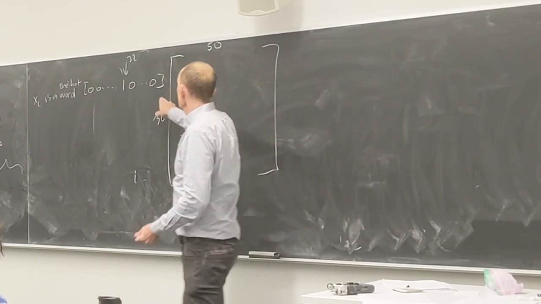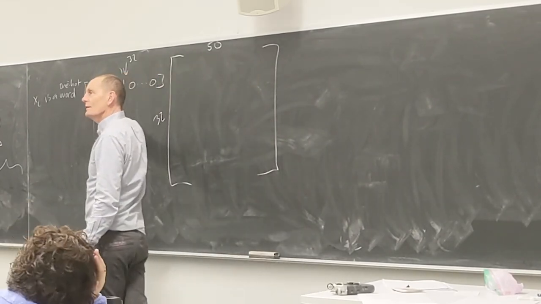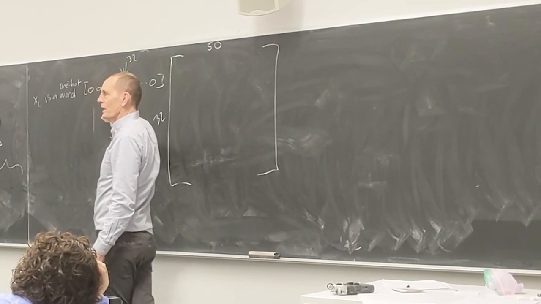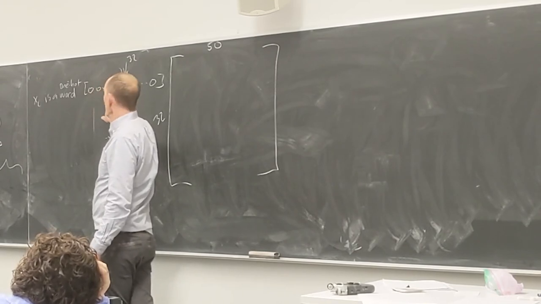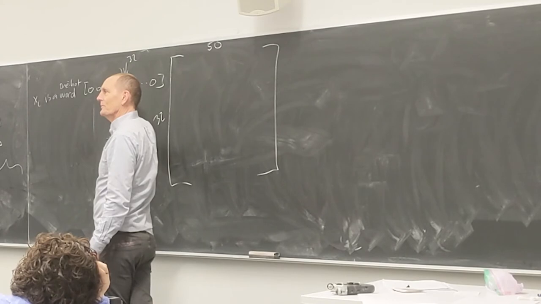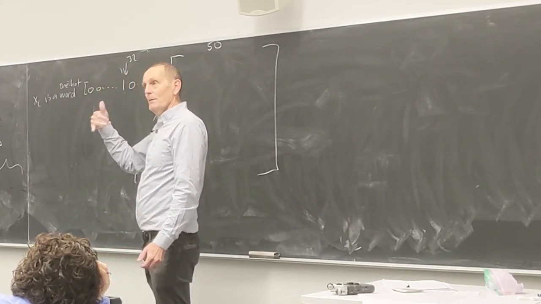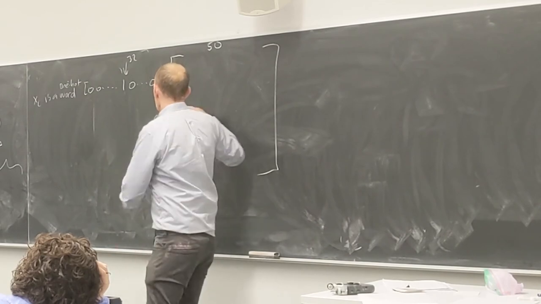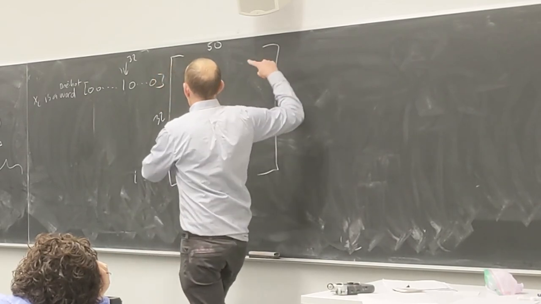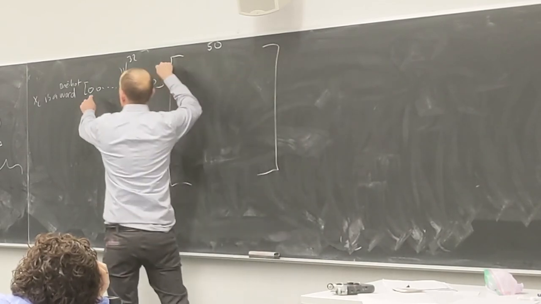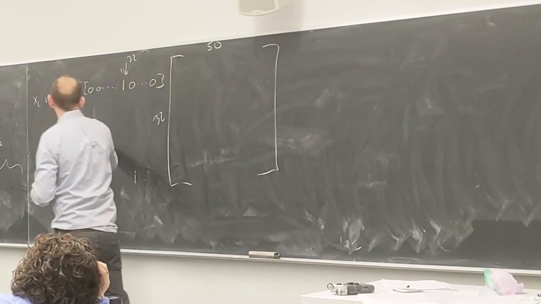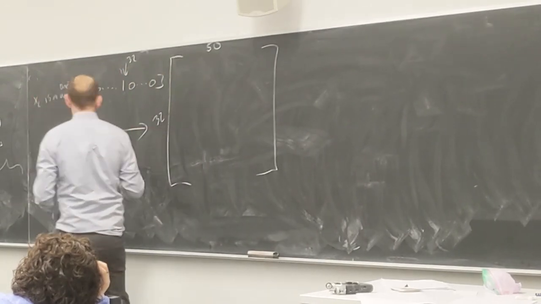Now notice what this does. Given that this is a one-hot encoding, all this really does is pull out a row. All this says is pull out the 32nd row. So in Keras, for example, the embedding layer doesn't actually take this as input. It takes 32 as input.